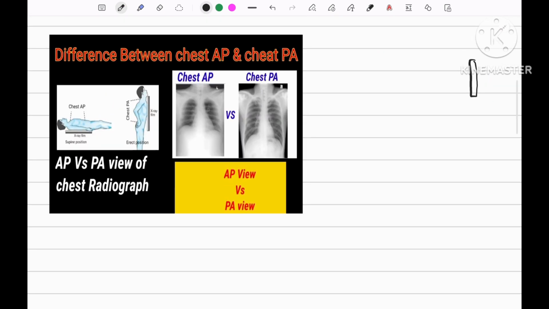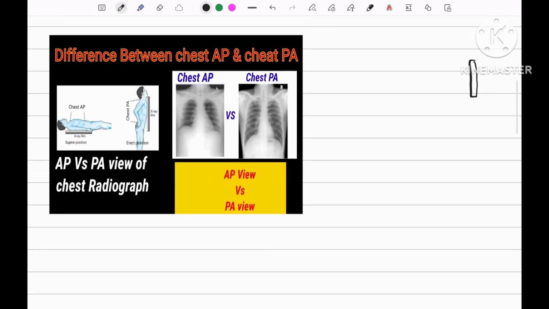In chest X-ray, PA views are most commonly taken. But when the patient cannot stand, or is immobile, or is unable to cooperate with the PA procedure, then we have to do a chest AP view.